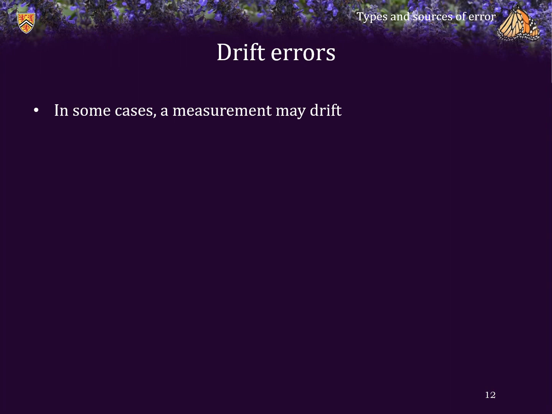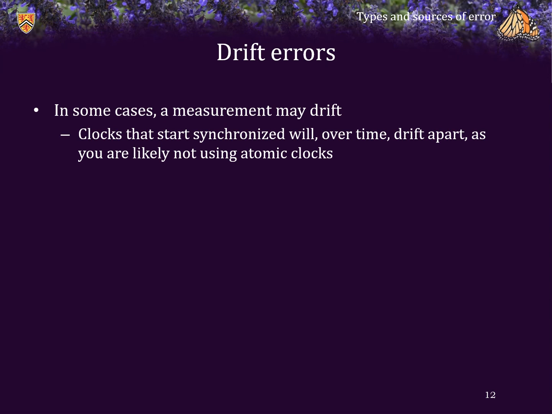Another source of error is drift error. In some cases, a measurement may drift from the true value. For example, clocks that start synchronized will, over time, drift apart, as you are likely not going to use atomic clocks in all your devices. Most drones, for example, will use a quartz clock. And if you wanted to coordinate 20, 50, or even 100 drones, over time, each of those clocks will be drifting apart from their original true time. Such drifts will result in systematic errors.